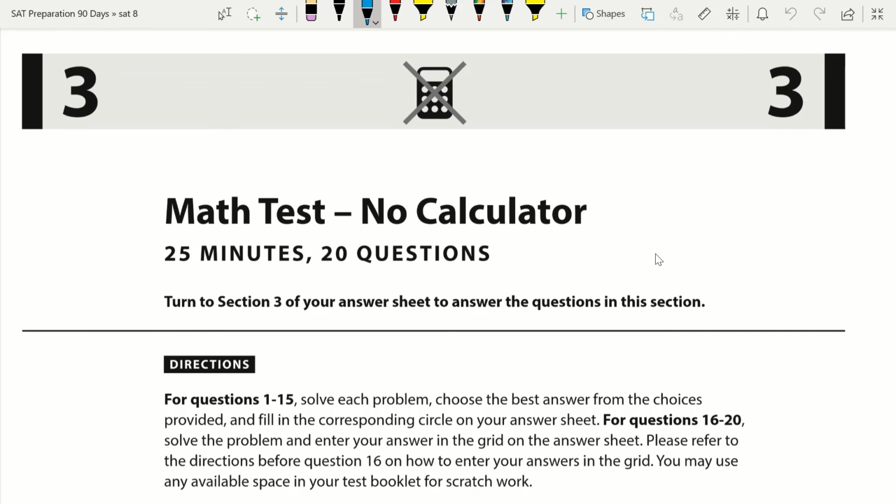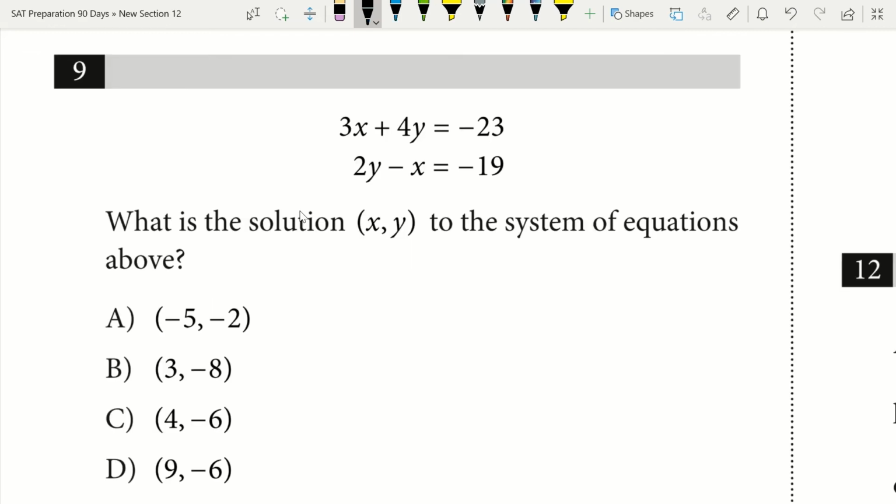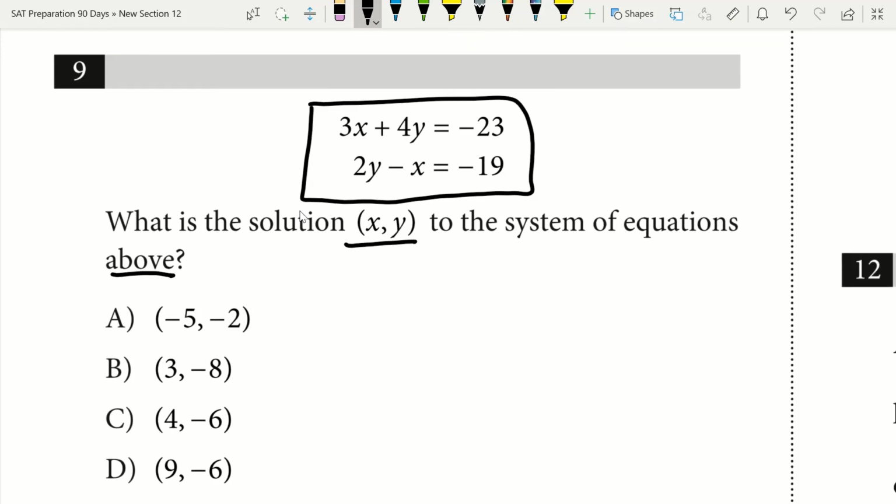So with that, let's get started with a couple of these tips and tricks videos, and that'll round out today's lessons. So here's an SAT math section tip. Whenever you see a stacked equation set like this, what I'm putting this box around, and you're asked to solve for the solution x, y to the system of equations above, take a look at your answer choices and find if x or y has all different numbers. In this case, x has all different numbers, but y has two -6's.